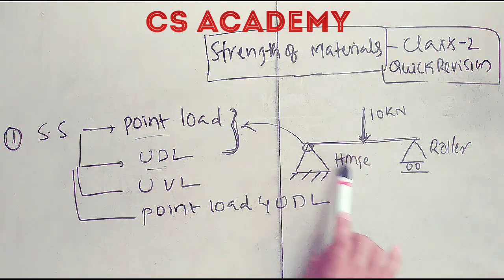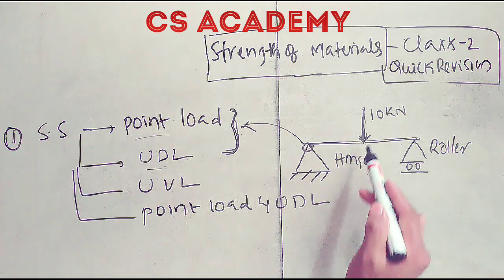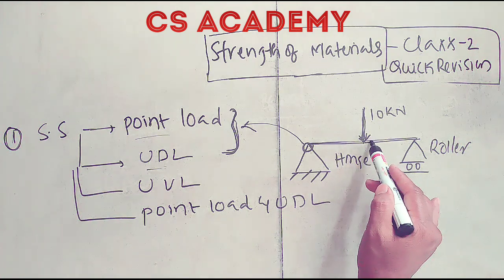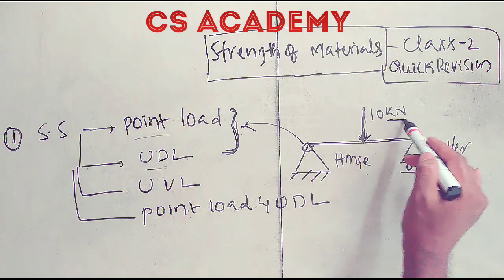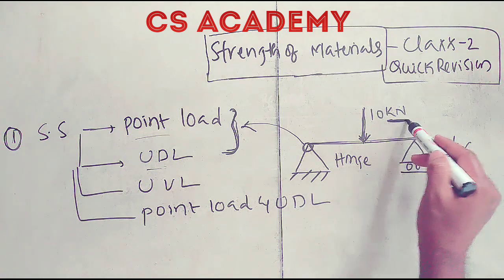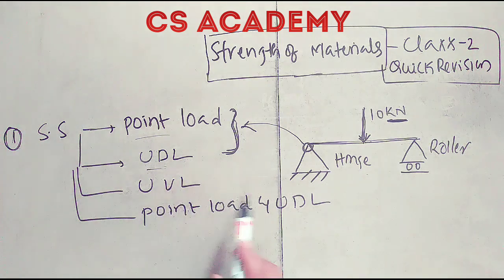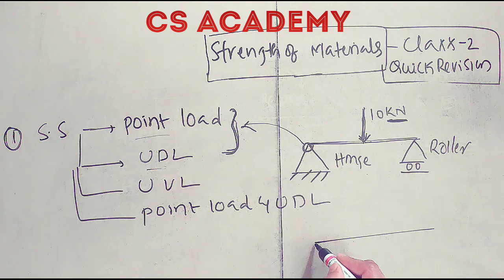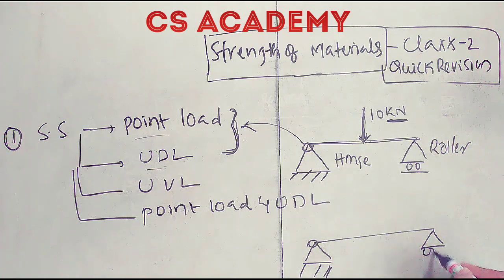But for convenience I have drawn it in the middle. A point load will be represented either in newtons or kilonewtons. The next combination is a simply supported beam with a UDL. First of all, what is the main criterion? Simply supported means one end will be hinged and the other end will be a roller support.